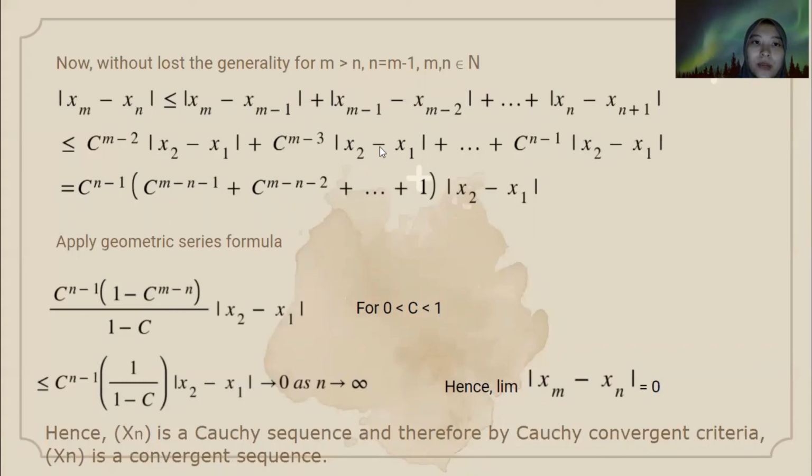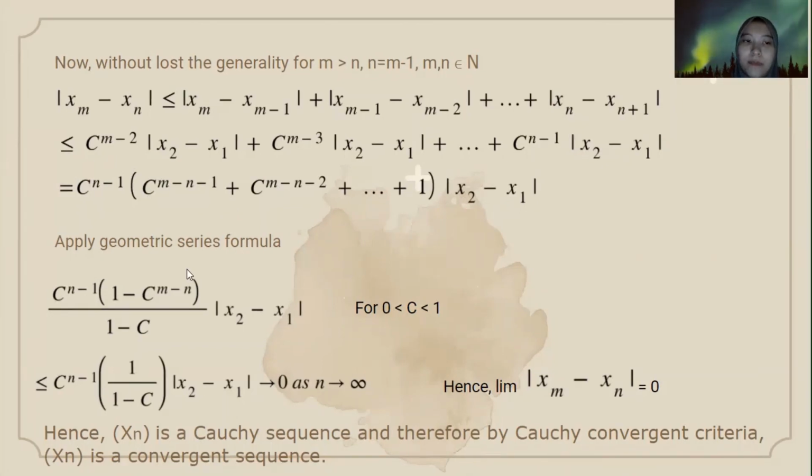So we can factorize it. Lastly, we can get c to the power of n-1 in brackets (c to the power of m-n-1 and so on), and outside we get |x2 - x1|.